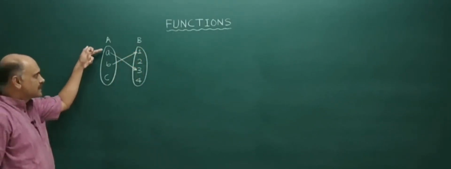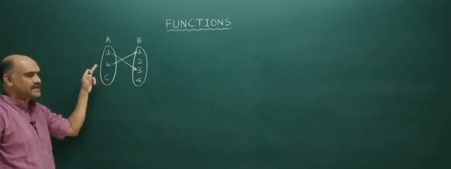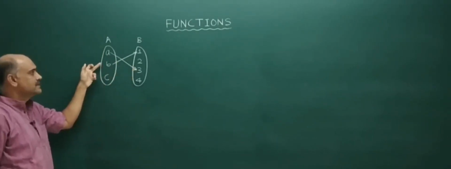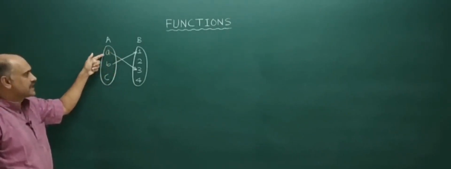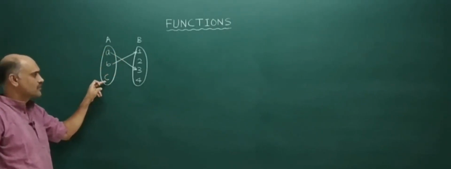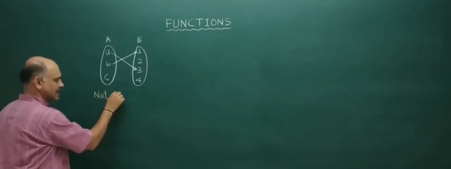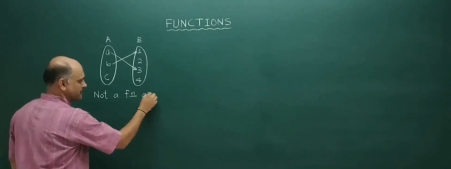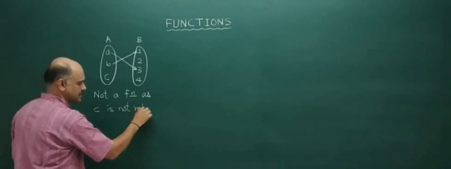Now suppose all the elements of the first set, that is here set A, are not related, then it is not a function. So now this relation A, 3, B, 1 is not a function because C is not related. So not a function as C is not related.